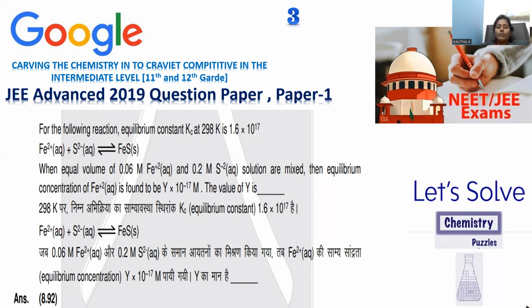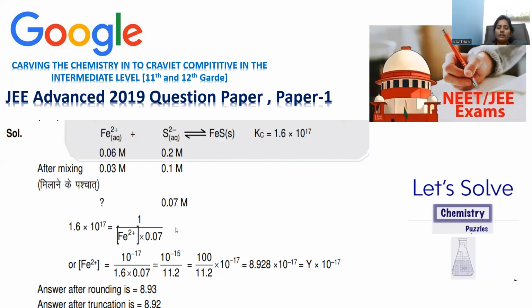Its answer is required to be calculated as 8.92, right? How do we get this answer? So let's go with the sequential solution for the question. Fe2+ aqueous, S2- aqueous gives rise to ferrous sulfide, whose equilibrium constant is given as 1.6 into 10 to the power 17, right? So ferrous ion is taken as 0.06 molar concentration. Sulfide is 0.2 molar, right? So if 0.06 molar is mixed with 0.2 molar, the concentrations are halved. So 0.06 can be halved to 0.03. Okay, so 0.2 molar will be halved to 0.1 molar.